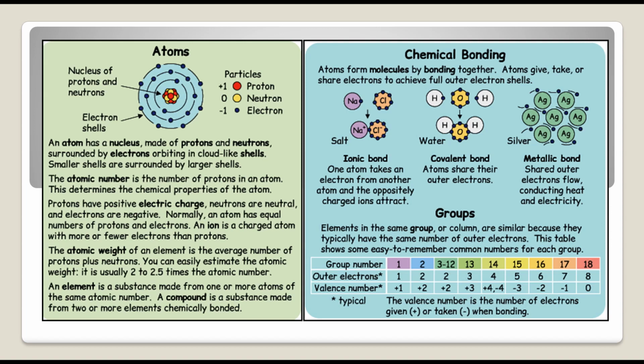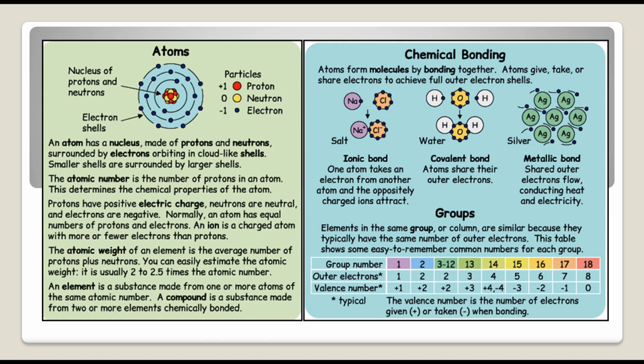Now you need to know the definition of element. An element is a substance made from one or more atoms of the same atomic number. For example, hydrogen. What is a compound? A compound is a substance made from 2 or more elements chemically bonded. That bond may be an ionic bond, covalent bond, or metallic bond. If you are taking ionic bond, one atom takes an electron from another atom and the oppositely charged ions attract. Usually these ionic bonds have plus and minus.